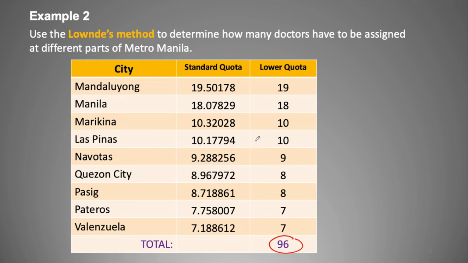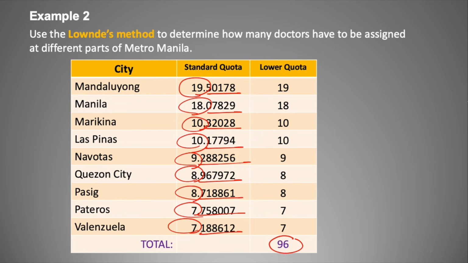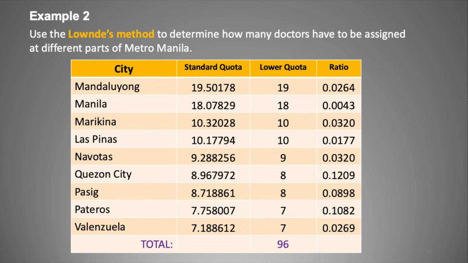Now, since this total of 96 doctors is 4 less than the total number of doctors, which is 100, applying the Lowndes method, we have to divide the decimal value with the whole number. And dividing the decimal value of the standard quota with its whole number value, we're going to have this ratio. And since we need 4 more doctors to be assigned in the different cities, we simply have to get the top 4 highest ratio. And those are 0.12, 0.1082, 0.0898.